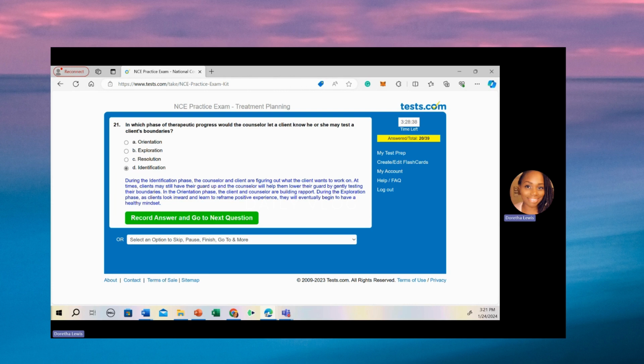During the identification stage or phase, the counselor and client are figuring out what the client wants to work on. At times, the client may still have their guard up, and the counselor will help them lower their guard by gently testing their boundaries. In the orientation stage, the client and counselor are building rapport. During the exploration phase, the clients look inward and learn to reframe experiences positively. They will eventually begin to have a healthy mindset.